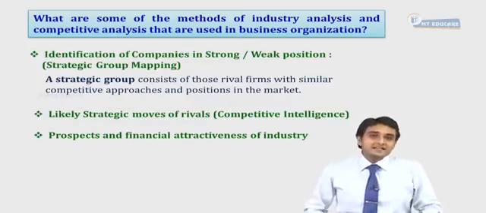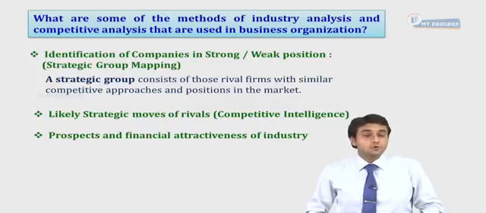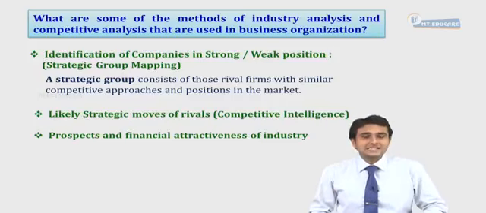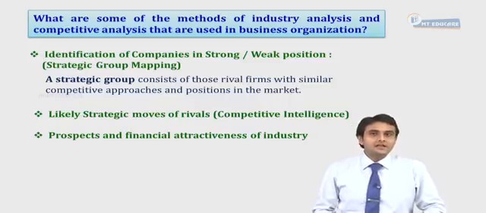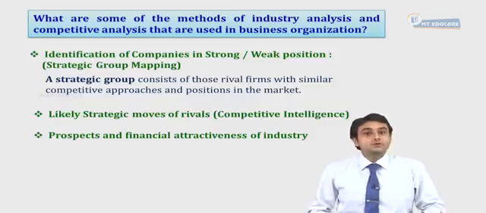Now, a business needs to identify the strategic groups. Strategic group is nothing but a business identifying its main competitors. So as you can read, a strategic group consists of those rival firms with similar competitive approaches and positions in the market.